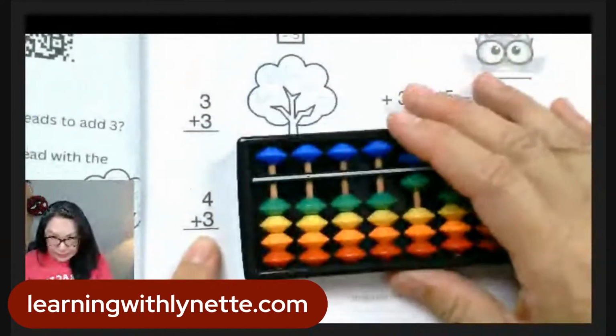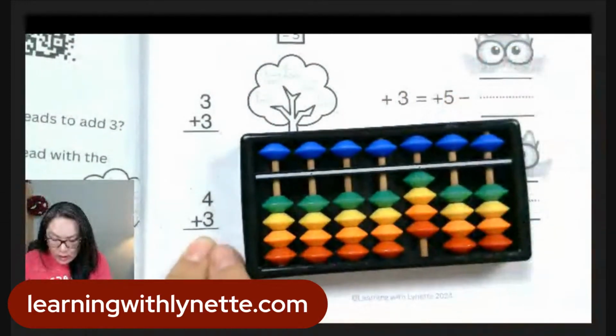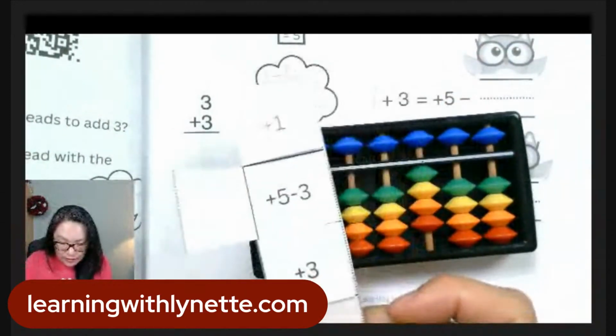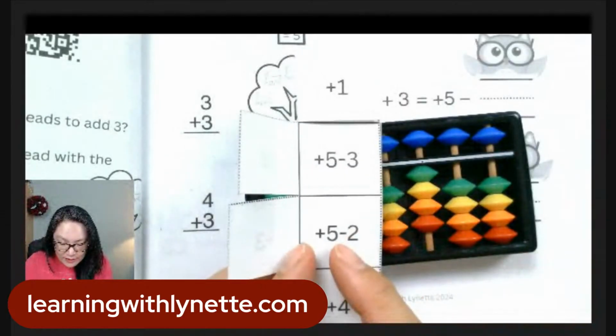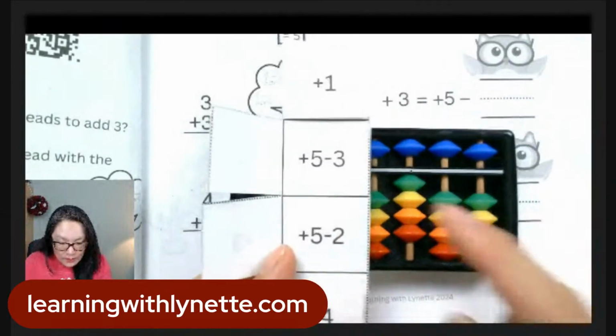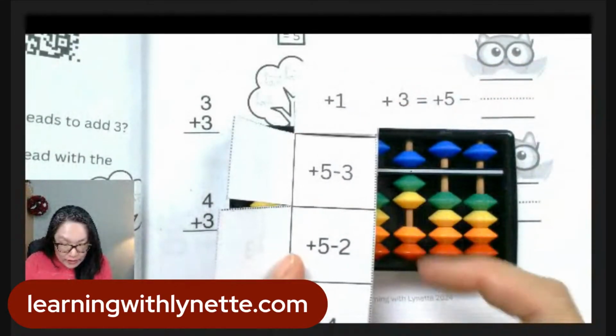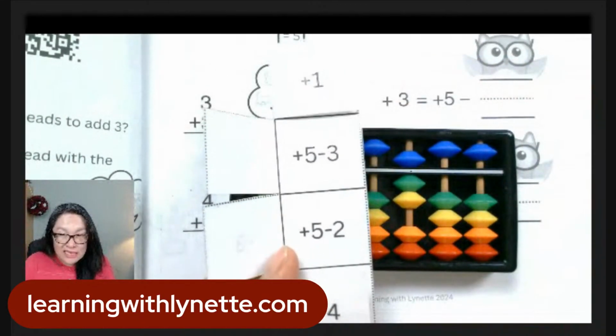We can do it again. We have 4, and I want to add the 3. When I have the 3, I don't have enough beads to add 3. I know I can plus the 5 and then take away the 2. So what am I doing here? I'm exchanging the 5. I want to add the 5 and I need to take away the 2. So my final answer is 7.